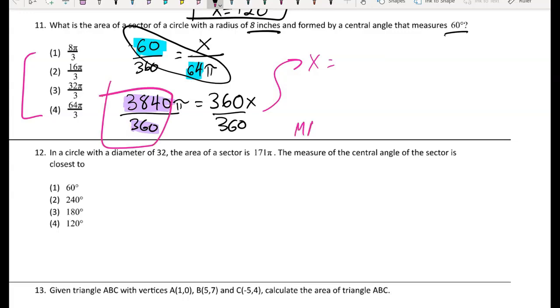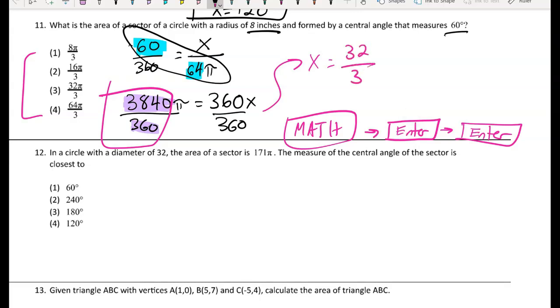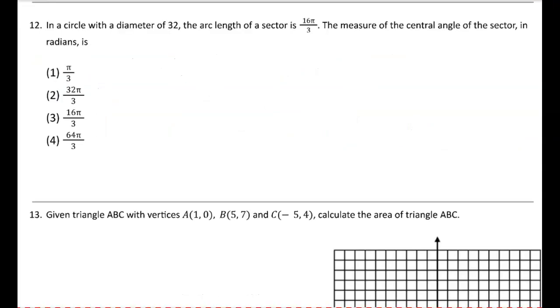And the way to do that is to hit the math button, which is right below alpha, then hit the enter button, and then one more time hit the enter button. And what that's going to do is change that fraction from 10.666666 to 32 over 3 as a reduced fraction. And I'm still multiplying by pi. So my final answer would be 32 pi over 3 if I reduce that fraction in my calculator. You don't have to. You could convert all those to decimals, but that's probably the easiest and fastest way to do it.